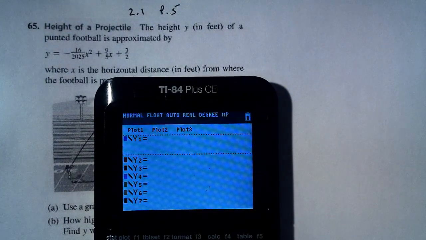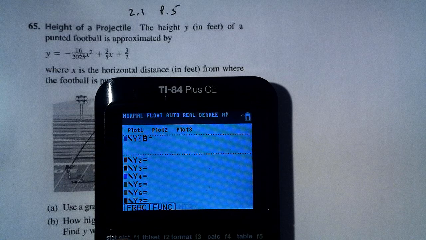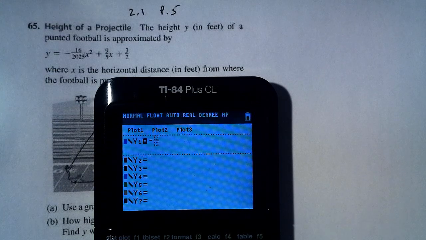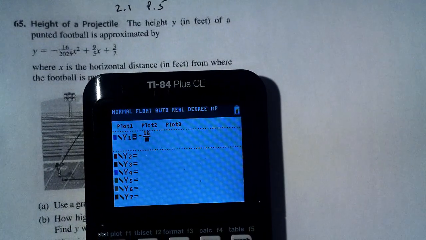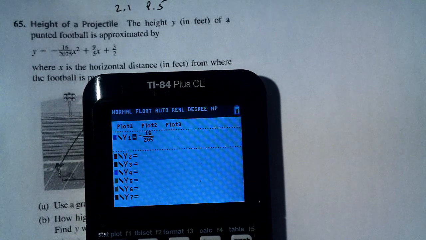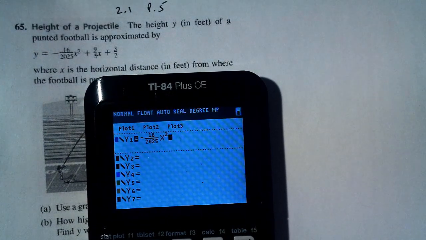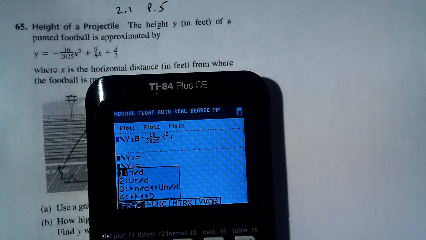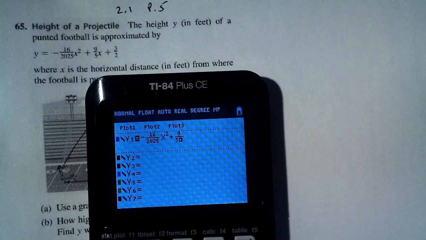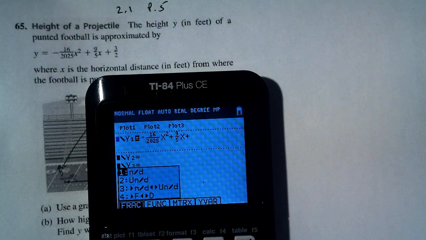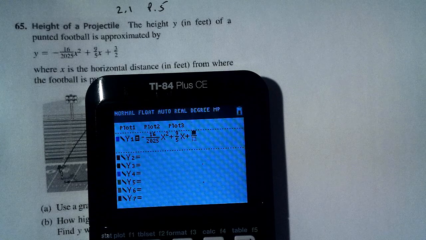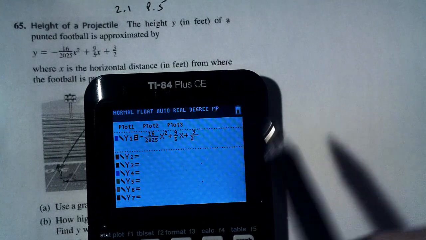So I've got negative, and I'm going to use the fraction capability of my calculator. 16, cursor down, over 2025. Whoops. Try that again. X squared plus 9 over 5, x, plus 3 over 2. And double check always.